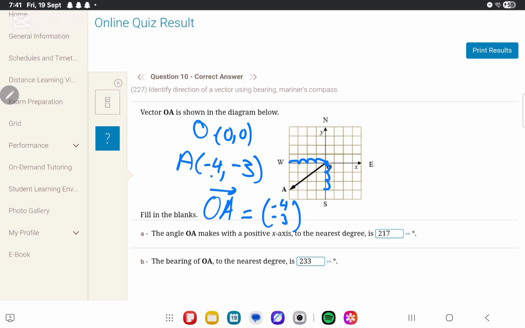Now, they want the angle that OA makes with the positive x-axis. So they want all of this. Since x is negative, x is less than 0, theta will equal 180 plus the inverse tangent of y over x. Here I can show the derivation of this, and how this makes sense.